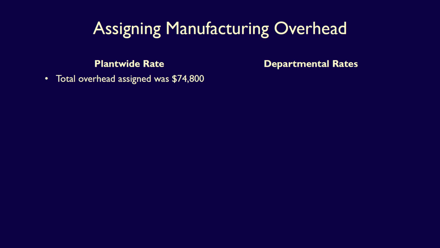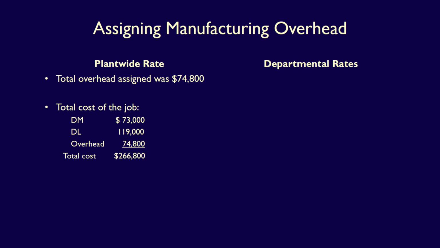In our last video, we determined that if Camilla Inc. used the plant-wide rate, they would apply $74,800 of manufacturing overhead to this particular job. We then calculated the total cost of the job when we used the plant-wide rate. Direct materials, $73,000, direct labor, $119,000, overhead applied, $74,800 for a total cost of this job of $266,800.